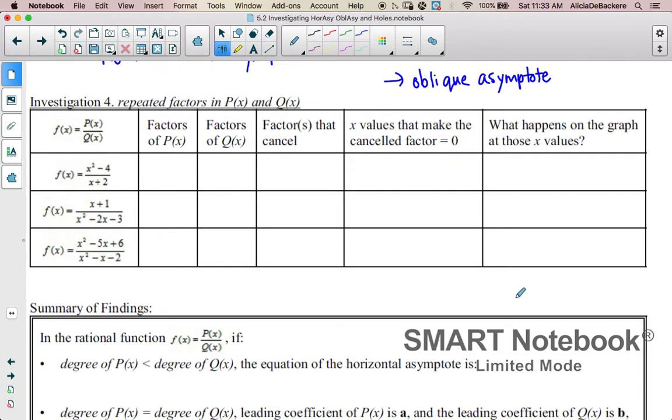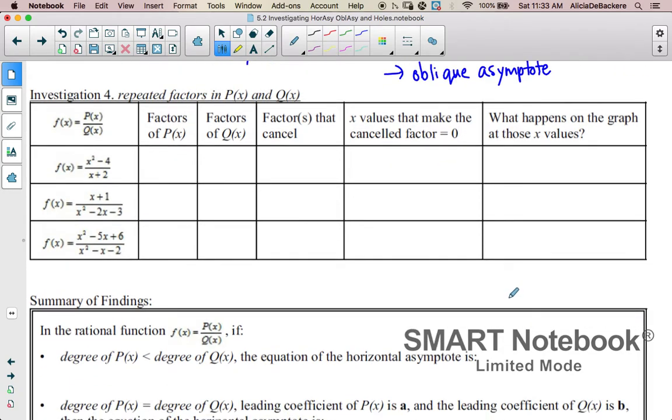All right, investigation 4. Now we're going to look at what happens when there are repeated factors in the top and the bottom. To do that, we do need to factor the top and the bottom. So first I've got x squared minus 4. That's a difference of squares. So that's x minus 2 and x plus 2. And then the bottom's already factored.